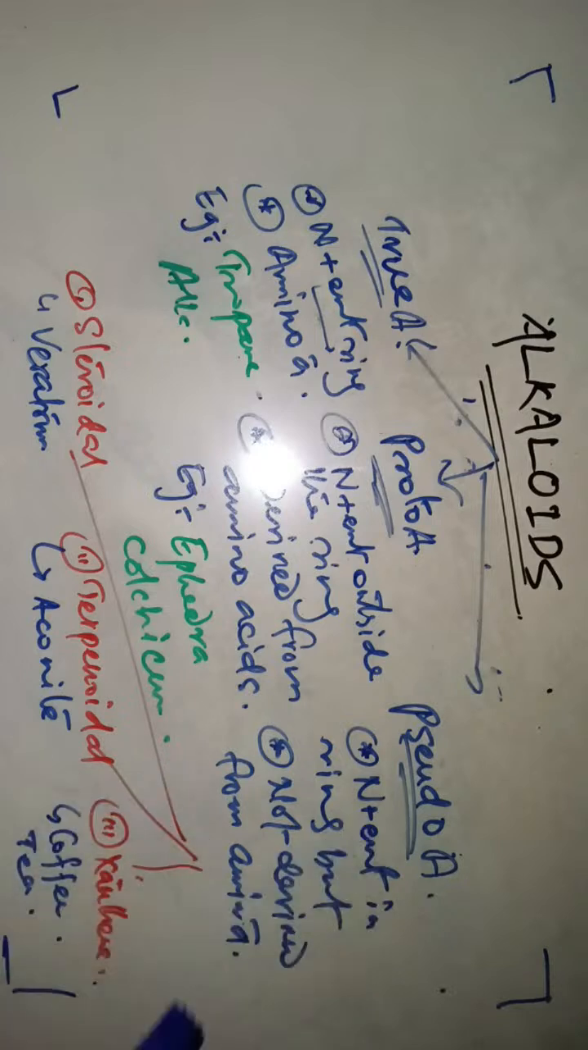Now, this pseudoalkaloid is again divided into three subtypes: steroidal alkaloid, terpenoidal alkaloid, and xanthine alkaloid. Steroidal alkaloid example is veratrum. Terpenoidal alkaloid example is aconite, and xanthine alkaloid example is coffee and tea.